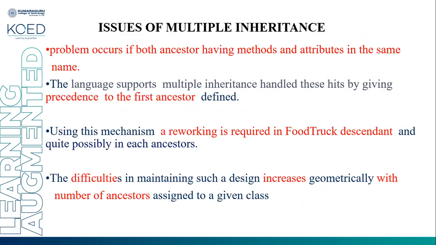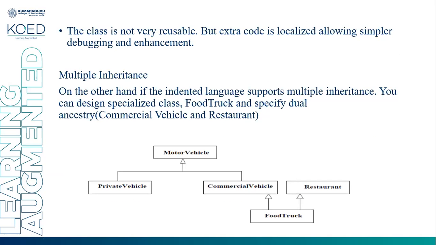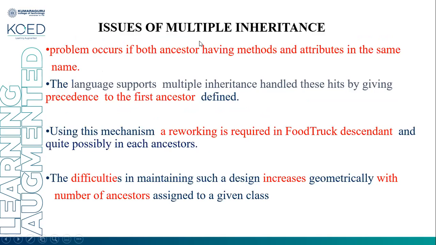So we can say that it is a moving restaurant. In this condition, the food truck will have two ancestors: one is commercial vehicle, another one is restaurant. This leads to multiple inheritance. So what are the issues of multiple inheritance?